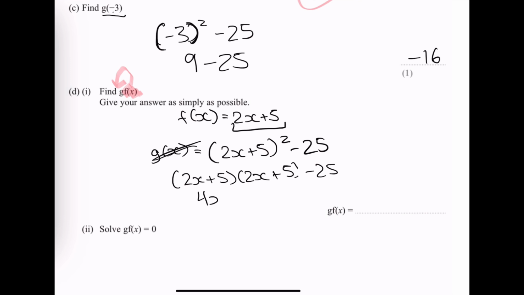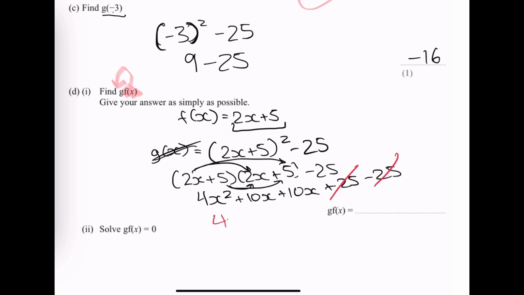That would be 4x squared. How you multiply is that you times this to this, this to this, and this to this, and this to this. So it's plus 10x plus 10x plus 25 minus 25. This already gets cancelled out, so we're left with 4x squared plus 20x, which is the answer.